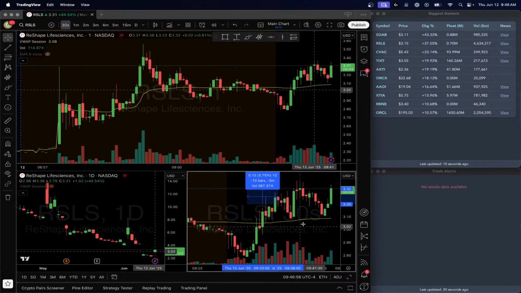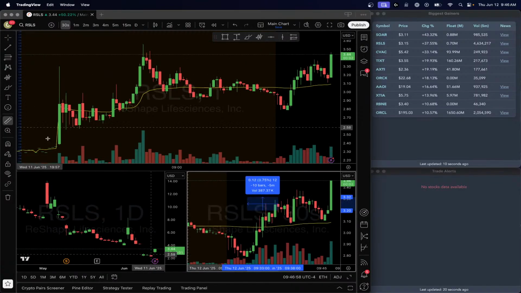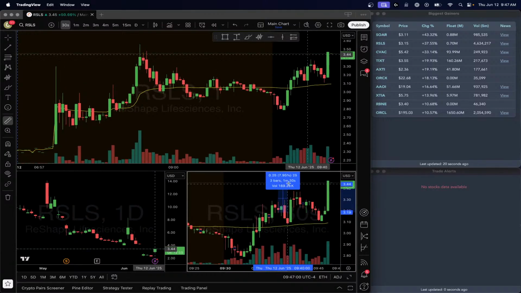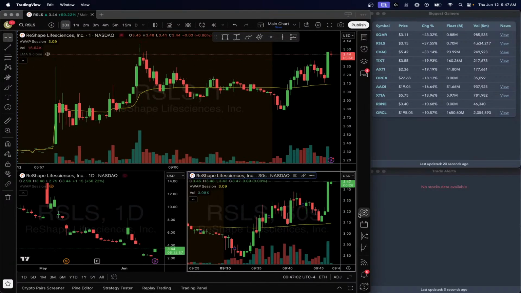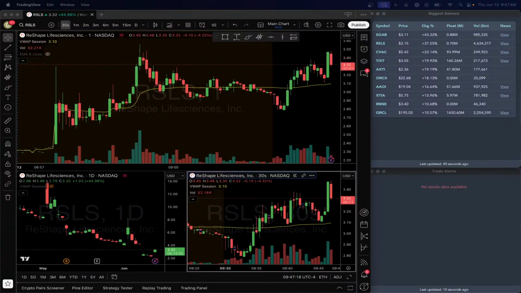And you could be making this play as well right here. Get in here, got yourself a quarter. So, yeah, RSLS seems like the best trade for today. The spread's pretty tight. It's like a 1 cent spread, 2 cent spread. Not bad.